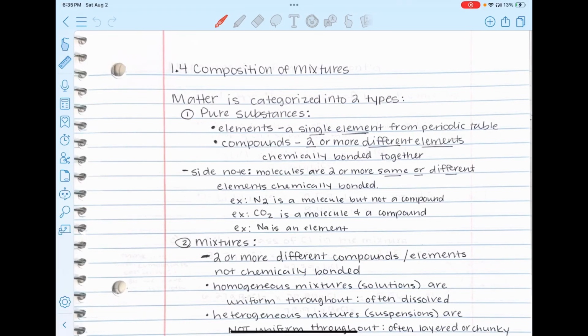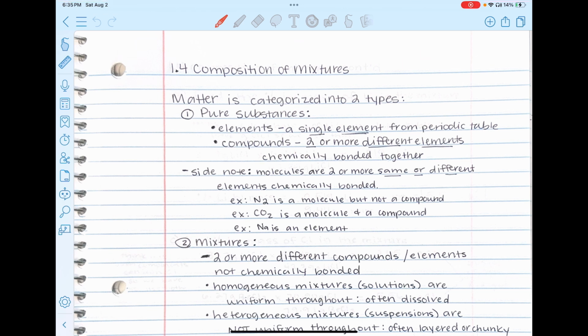This lesson is on 1.4, composition of mixtures, of AP Chemistry. If you have followed my video on lesson 1.3, you're going to find 1.4 to be very, very similar in the math that we're doing. So that's great that we have some consistency. So hopefully that will make this lesson a bit easier for you.